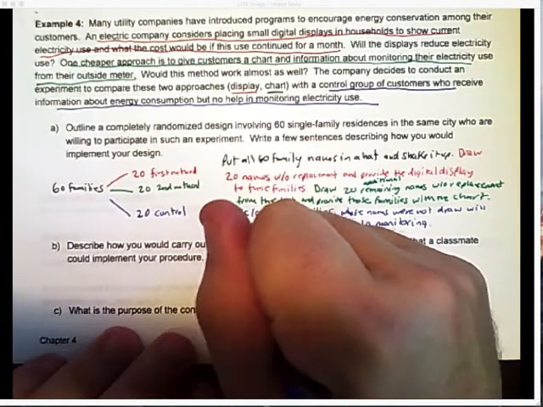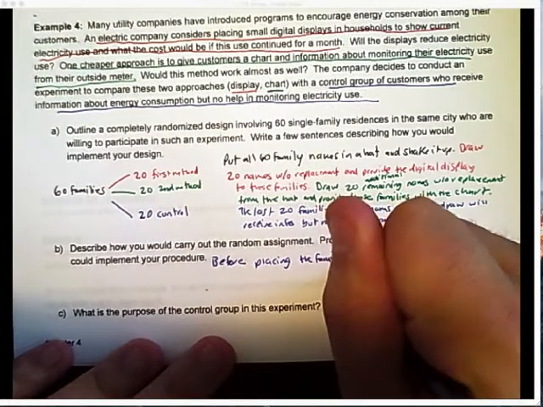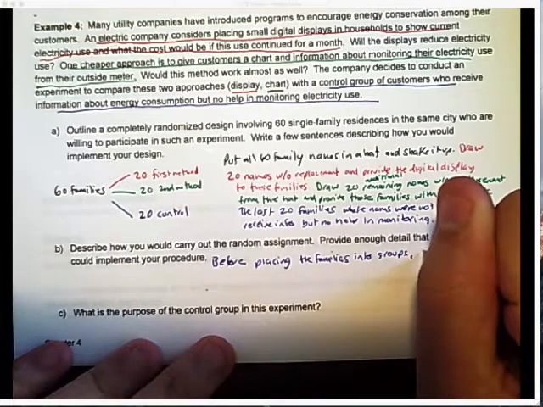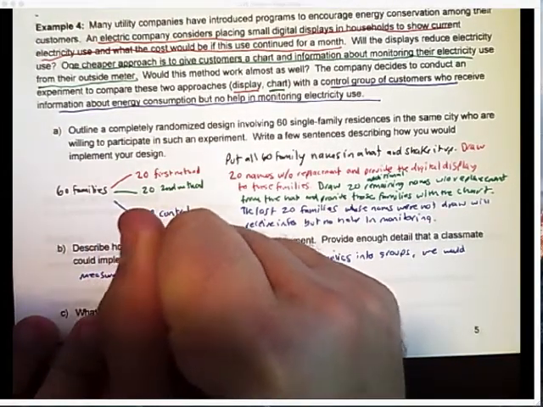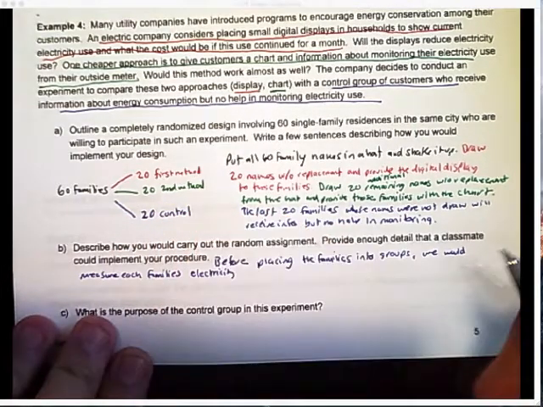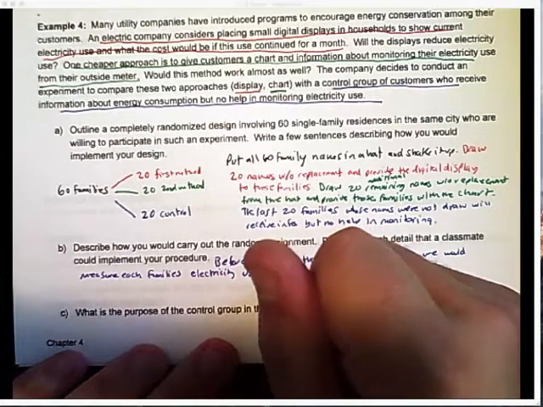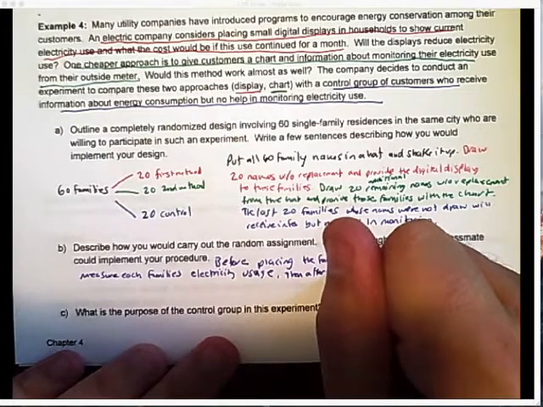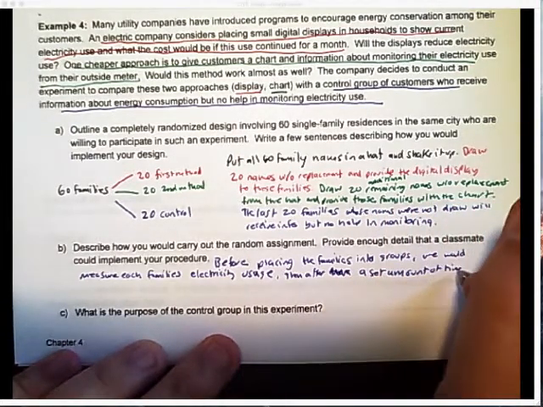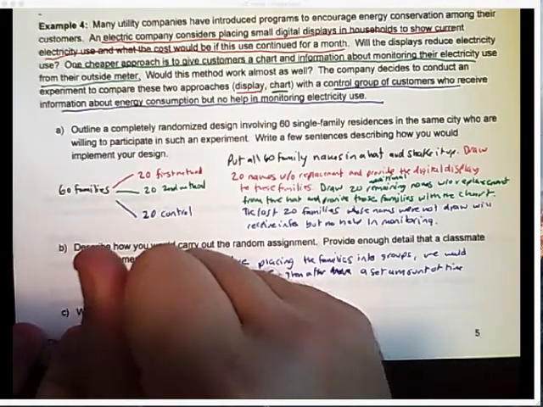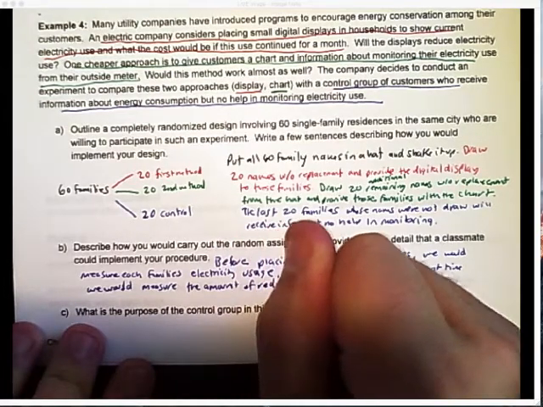But I could also say before placing the families into groups, we would measure each family's electricity usage, then after a set amount of time, we would measure the amount of reduction in electricity use.